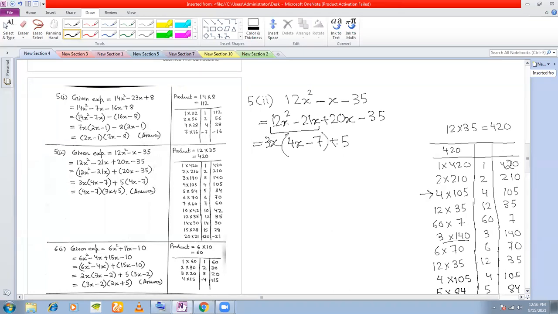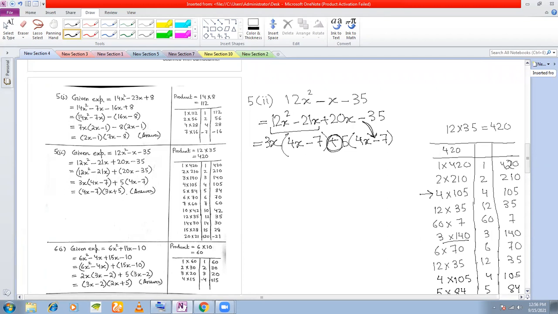HCF is 5, so you take out 5. 20x, if you divide by 5, you will get 4x. And 35, if you divide by 5, you will get 7. Because I have a plus sign here, that is, this sign remains, this sign did not change. Understood? Because I had a plus sign outside the bracket, that is why this sign did not change. So be very careful with that. Okay, be very careful at this step.